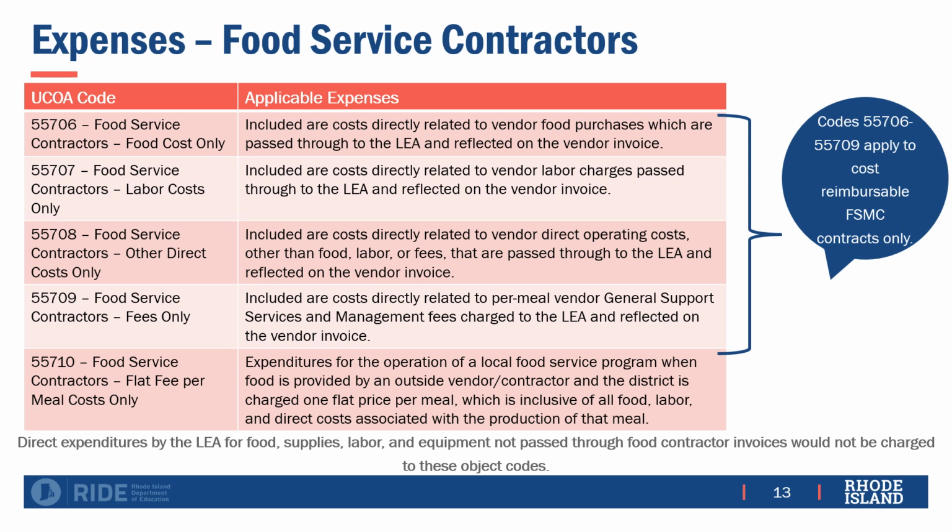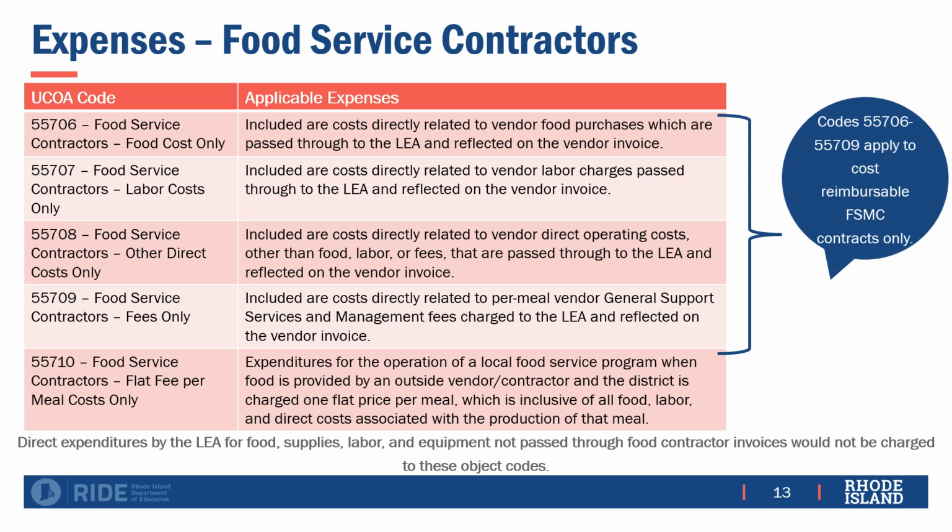As with revenue, program expenses must be accounted for using the appropriate uniform chart of accounts, or UCOA, codes and procedures. Many programs in Rhode Island operate under a contract with a food service management company, or with an agreement to have meals vended through a local caterer. The UCOA codes displayed on this slide are specific to those contracted food service management companies and vended meal relationships.